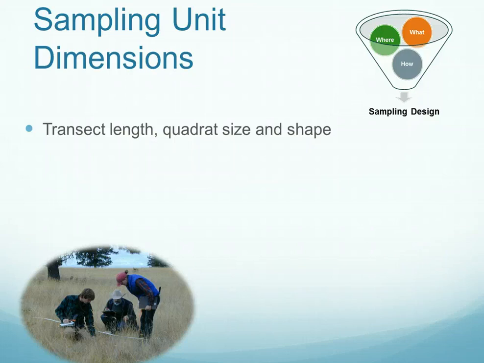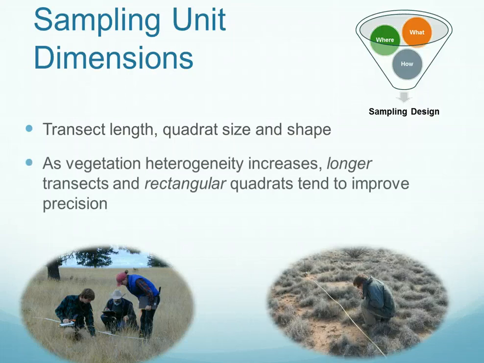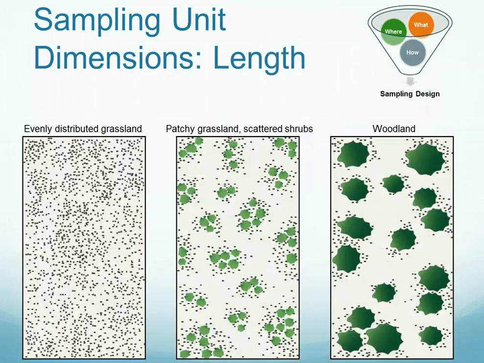The dimensions are important because they can influence the precision. We're talking about transect length or quadrat size and shape. And in general, as the vegetation heterogeneity increases, we will use longer transects and more rectangular quadrats in order to improve the precision of our estimate. Let's look at an example of transect length.